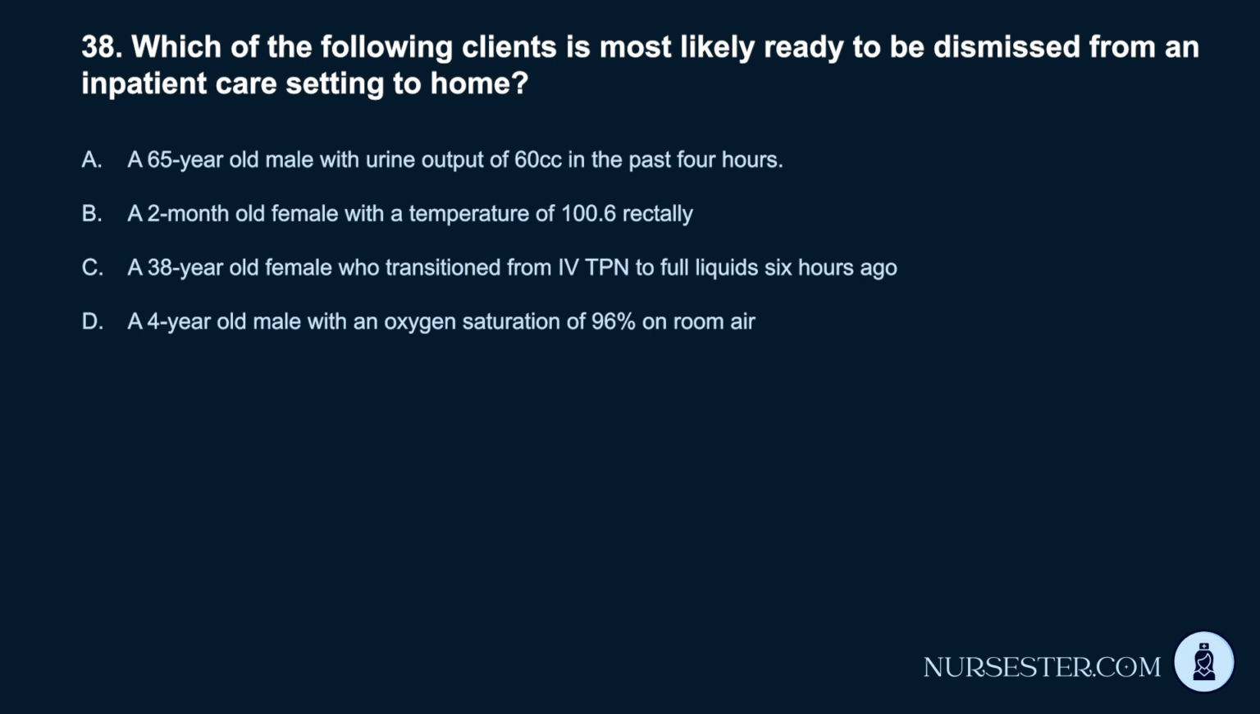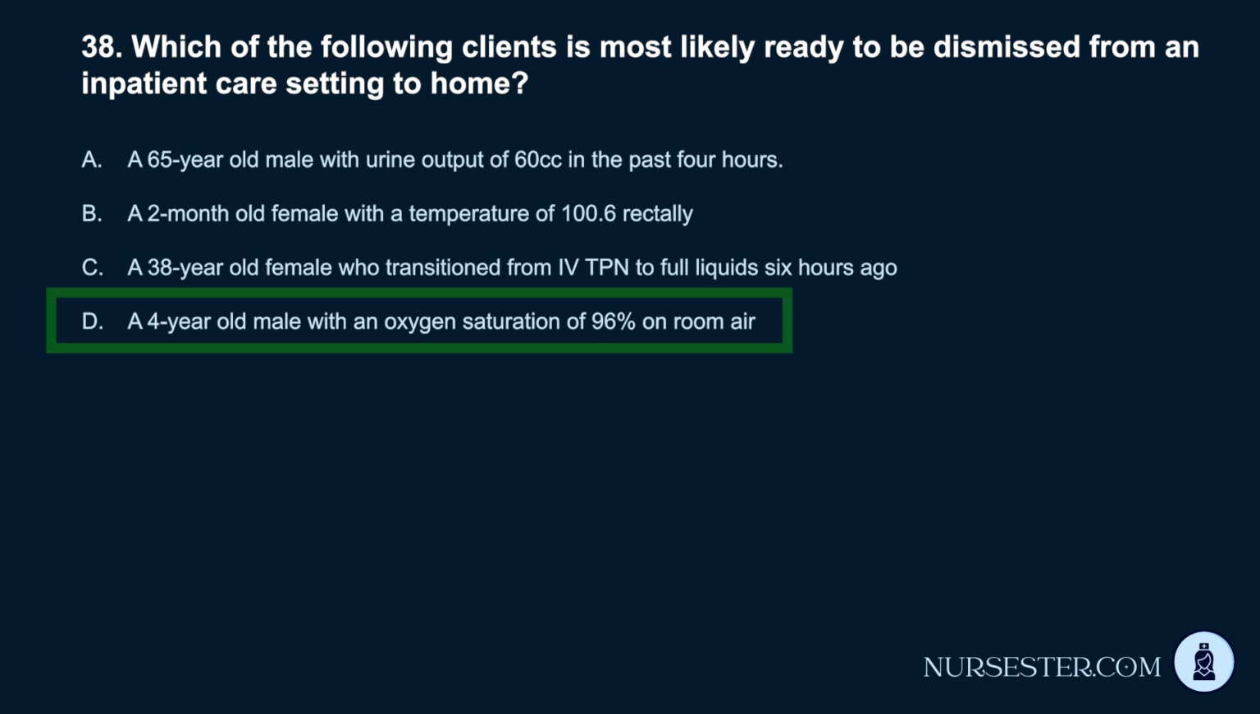38. Which of the following clients is most likely ready to be dismissed from an inpatient care setting to home? A. A 65-year-old male with urine output of 60 cubic centimeters in the past 4 hours. B. A 2-month-old female with a temperature of 100.6 rectally. C. A 38-year-old female who transitioned from TPN to full liquids 6 hours ago. D. A 4-year-old male with an oxygen saturation of 96% on room air. Correct answer: D. A 4-year-old male with an oxygen saturation of 96% on room air.